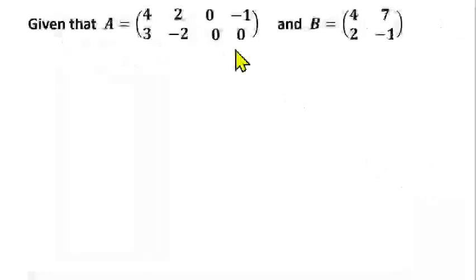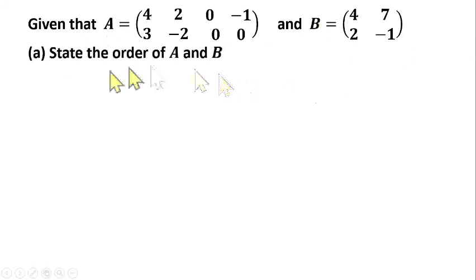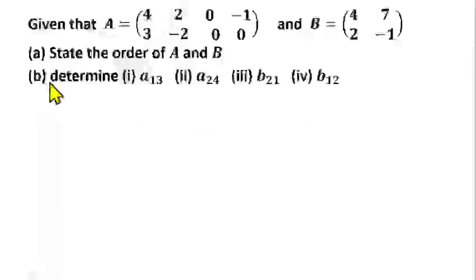We are given these two matrices, matrix A and matrix B. You should be able to tell the order of a matrix if they ask you. Let's see what they want us to do with these two matrices. The first question: state the order of matrix A and B. Then question B: determine A13, A24, B21 and B12.